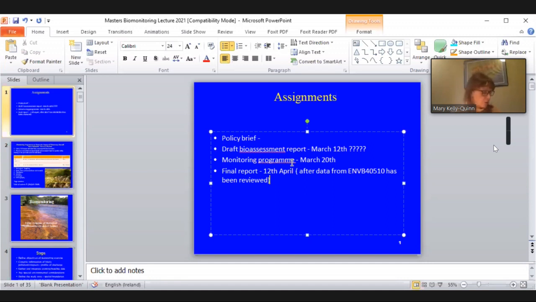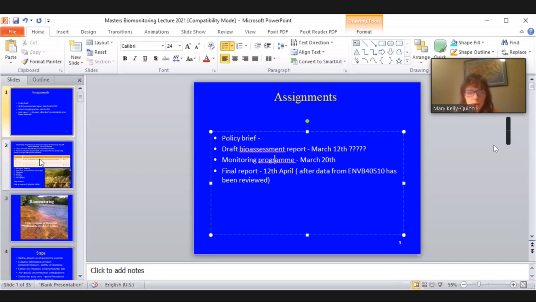The other and final exercise is the design of the monitoring program. That's very important if you end up working in consultancy and you're asked to either design or review monitoring programs. So we just want to give you a little bit of guidance on that and then ask you to do an exercise. Again, we can look at this date, March 20th, and whether or not we need to shift that when I go through what is required.